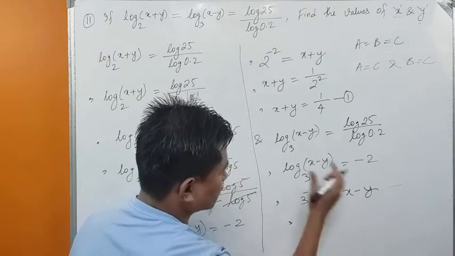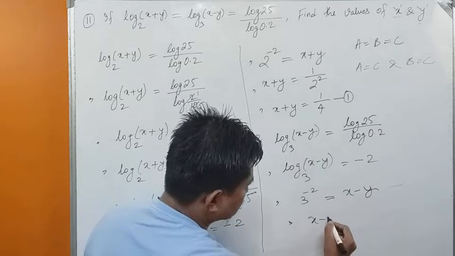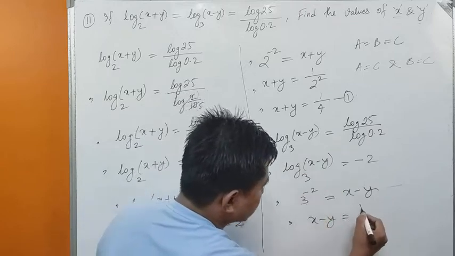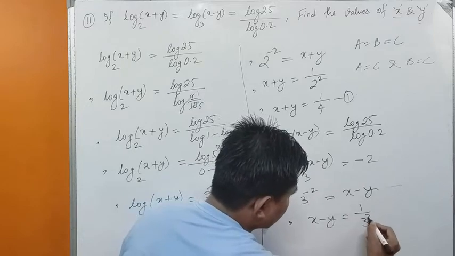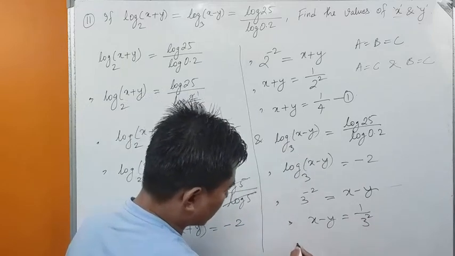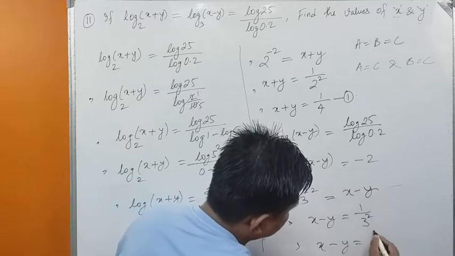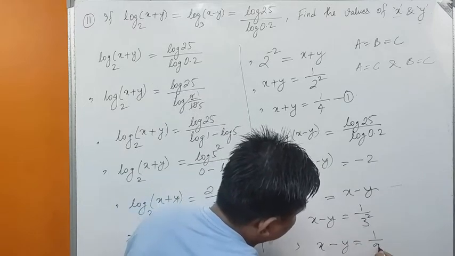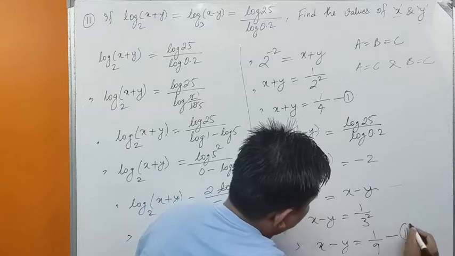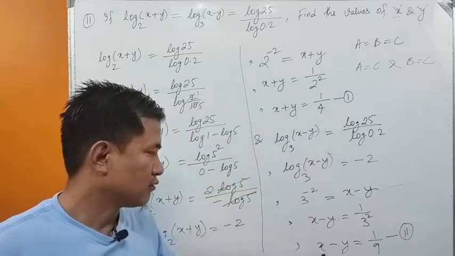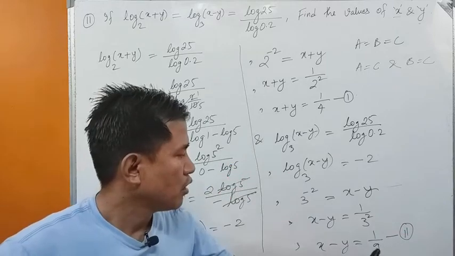Now we bring this x minus y to the left hand side. x minus y equals 3 raised to power minus 2. We take down the number and the sign of the power becomes positive, okay? Or x minus y equals 1 upon 3 square, which means 1 upon 9. This is equation 2. So we have equation 1, x plus y equals 1 upon 4, and equation 2, x minus y equals 1 upon 9.